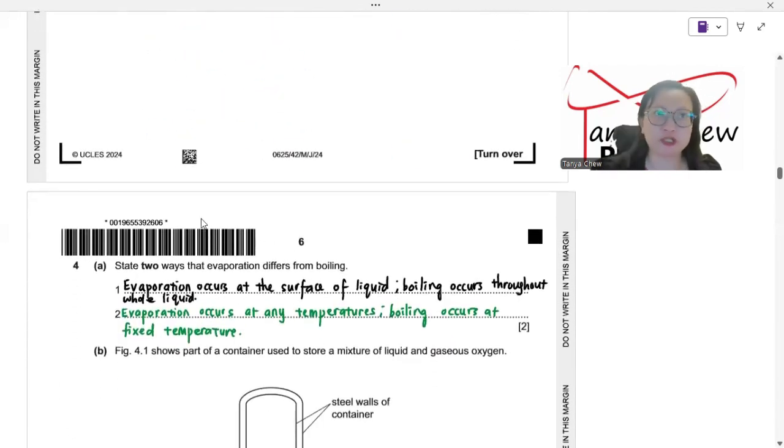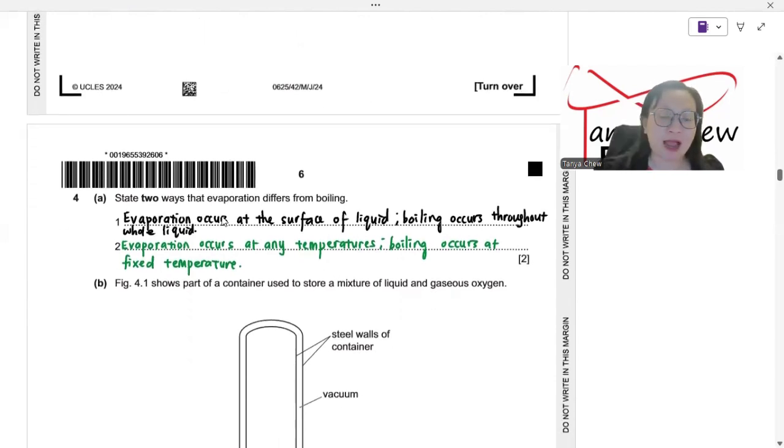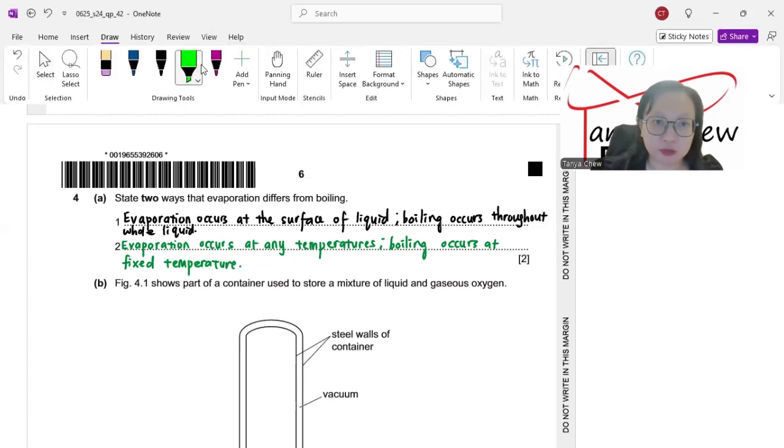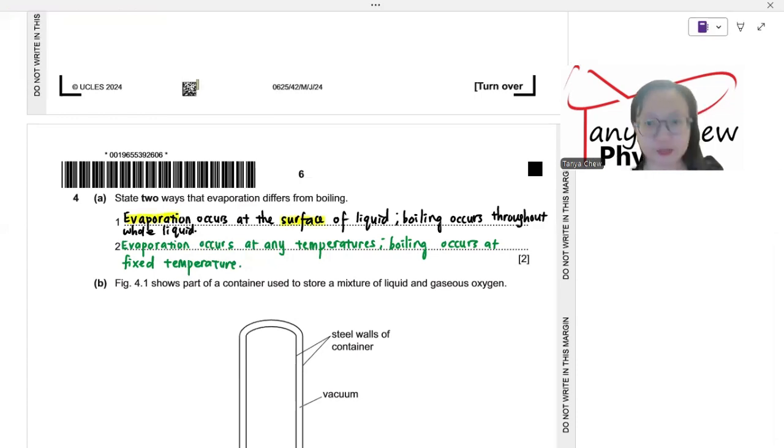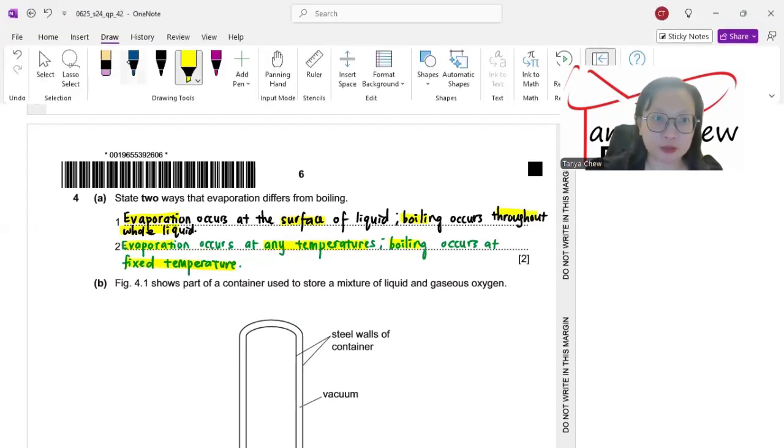Question number 4, which is quite popular nowadays: state 2 ways that evaporation differs from boiling. I will highlight the keywords here. Evaporation occurs at the surface of the liquid. Because evaporation can only occur at the surface, whereas boiling occurs throughout the whole liquid. The second way which evaporation differs from boiling is that evaporation can occur at any temperature, whereas boiling must occur at only a fixed temperature. We call it the boiling point.